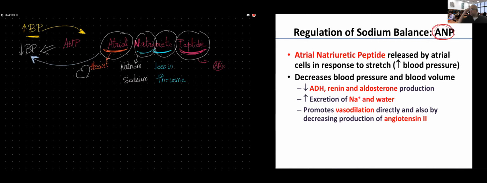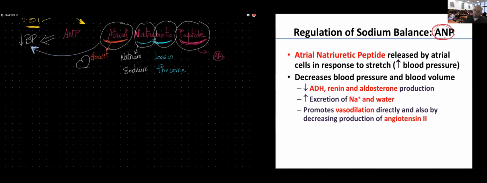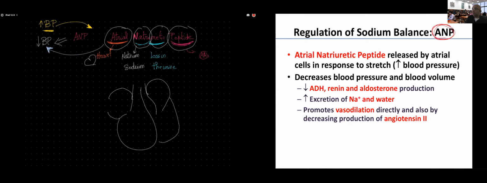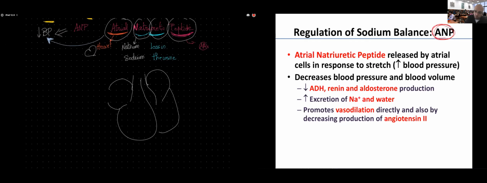All right, it is so logical. So how is the heart going to detect that you've got a high blood pressure? This is my heart like this: my right atrium, right ventricle, left atrium and left ventricle. And this is how the heart will know that you've got higher than normal blood pressure.